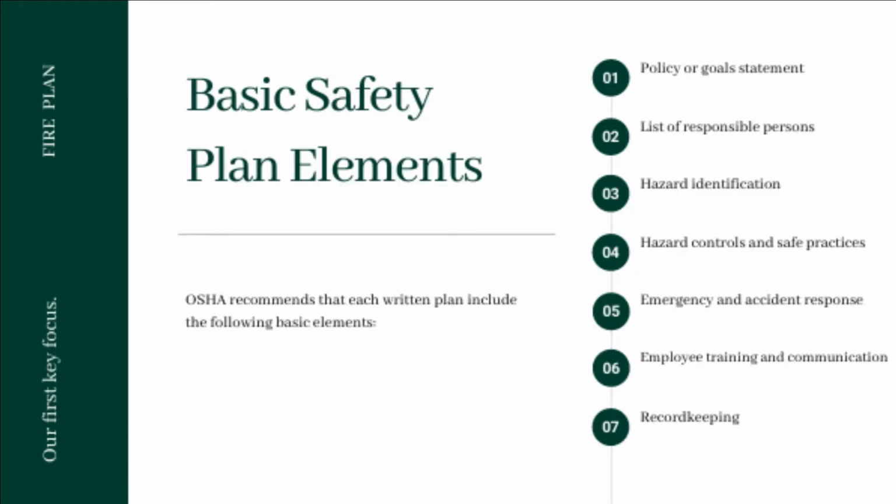And lastly is basic safety plan elements. OSHA recommends that each written plan include the following basic elements. First, policy or goal statement. Second, list of responsible persons. Third, hazard identification. Fourth, hazard controls and safe practice. Fifth, emergency and accident response. Next, employee training and communication. And last is record keeping.